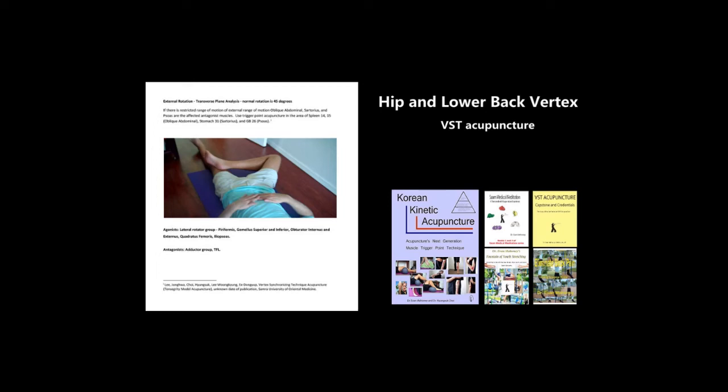If there is restricted range of motion of external rotation, the oblique abdominal, sartorius, and the psoas muscle are the affected antagonist muscles. So the psoas muscle in particular, we do with waves of stretching and with the TLT technique we'll discuss in kinetic acupuncture. Use trigger point acupuncture in the areas of spleen 15, 14, stomach 31, and GB 26. So these are done on the frontal areas. Now I don't do that for these because I'm mostly stretching this area here, especially this psoas muscle.